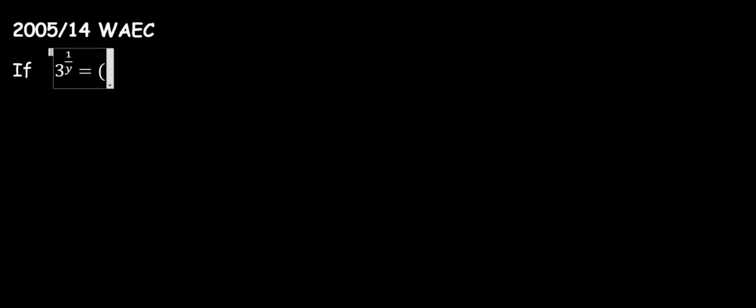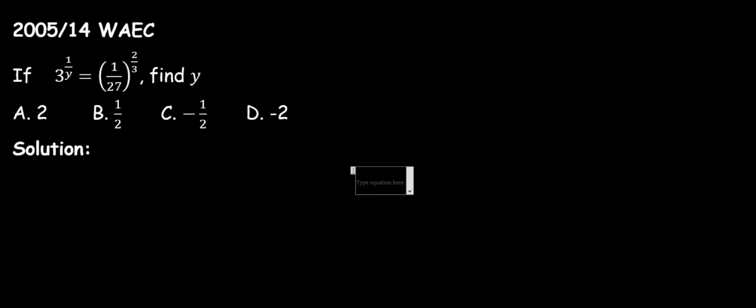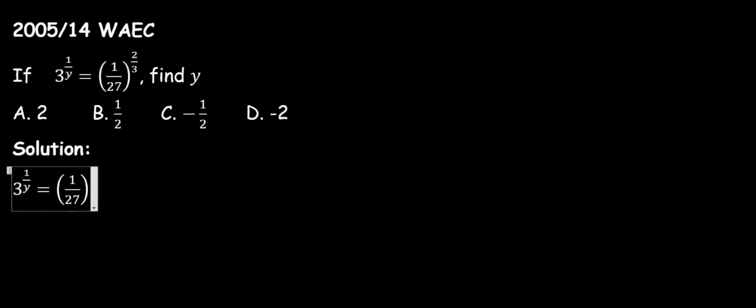Another example. If 3 raised to the power 1 over y is equal to bracket open 1 over 27 bracket close raised to the power 2 over 3. Find y. The options are given: A, 2, B, 1 over 2, C, minus 1 over 2, D, minus 2. Solution. Let's write out our given problem, which is 3 raised to the power 1 over y equals. We introduce our bracket 1 over 27 raised to the power 2 over 3.